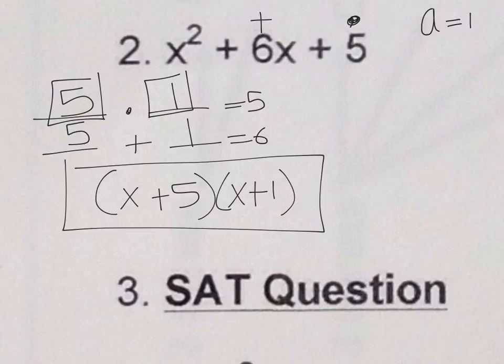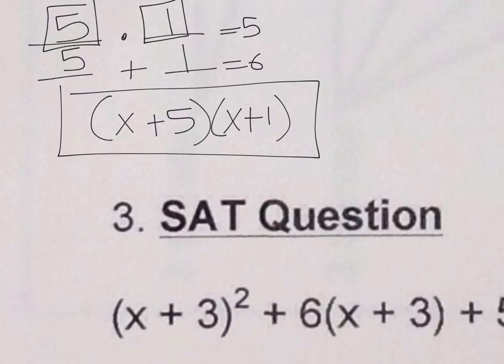Now remember, if you want to check your work, you can always distribute. Now if you have access to a calculator, you can put the standard form in y1. You can put what you got, your factored form, in y2, and then you graph it. If you get the same parabola, it means your answer is correct. If you get different parabolas, it means you didn't factor correctly. Okay? Now let's move on to number 3.